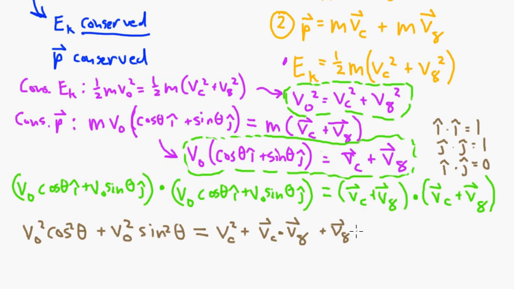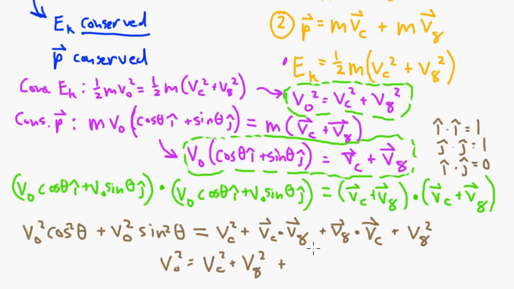Now, you probably realize that cosine squared plus sine squared equals 1. So this left side is just V0 squared equals, and I'm going to put some things in a different order here, VC squared. Remember, this is the original speed of the cue ball. This is the final speed of the cue ball plus the speed of the 8 ball, all squared, plus VC dot V8 plus V8 dot VC. These are actually commutatively identical. The commutative property applies to the dot product. So this is 2 VC dot V8.